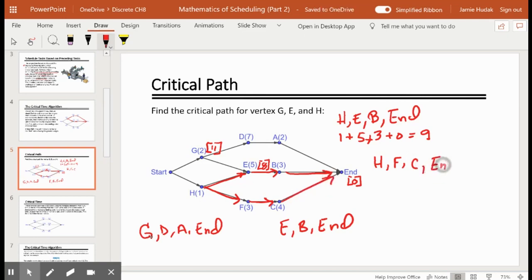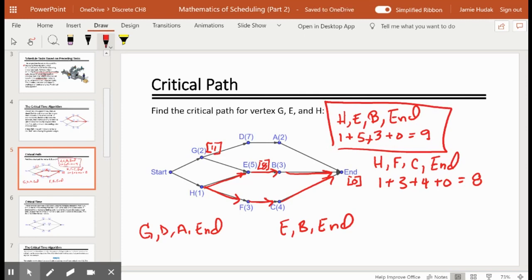So we see that there were two different paths that we can take from H to end. And now we want to add up their times. H was 1, F was 3, C was 4, end is 0. 1 plus 3 plus 4 plus 0 is 8. We want the larger number because we're looking for what could possibly delay our project. So H has a critical path of H, E, B, end.